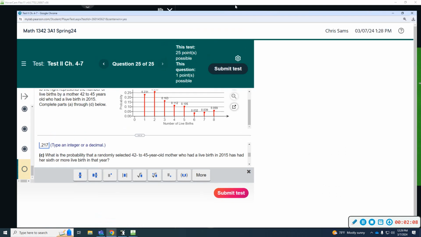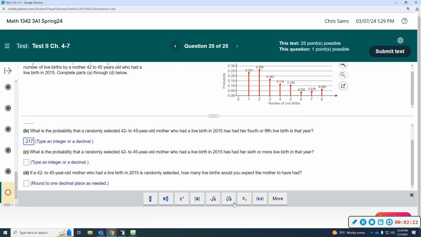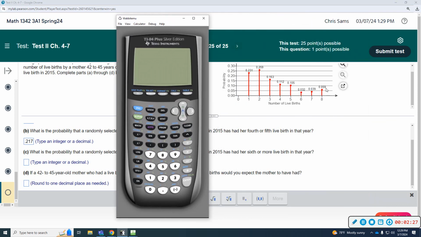Let me see if I can just make this bigger. What's the probability a mother who had a live birth in 2015 had her sixth or more in that year? So 6 or more. That'd be 6, 7, or 8. We're going to add the probabilities of 6, 7, and 8. 0.032, 0.039, 0.059. Adding all those, we get 0.13.